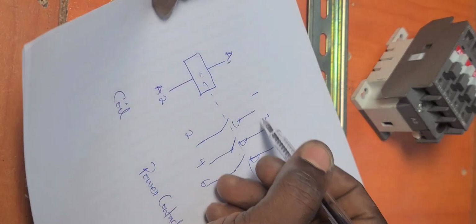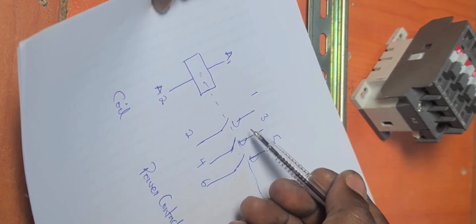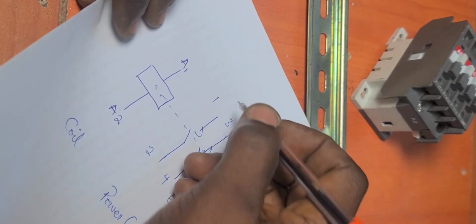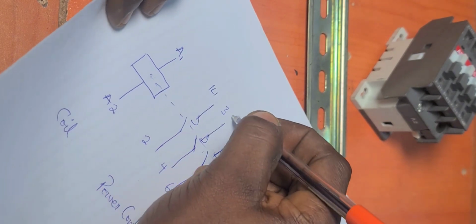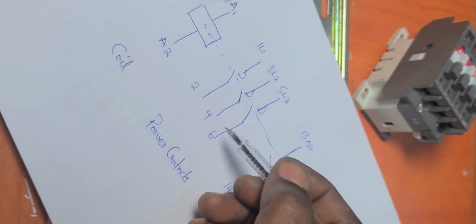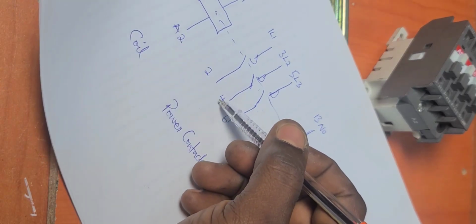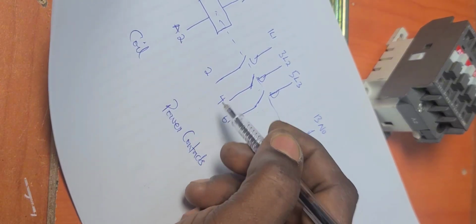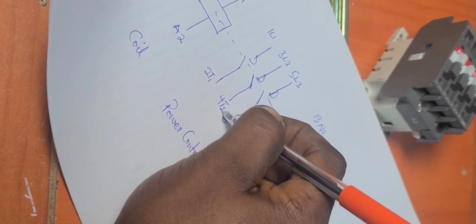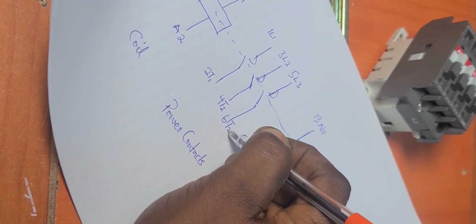And then here, of course, this is the input where the line voltage enters the contactor. We'll call this one L1, we'll call this one L2, and we'll call this one L3. And then on this side, this is where the power goes or leaves to the load. We'll call this one terminal 1, terminal 2, and terminal 3.